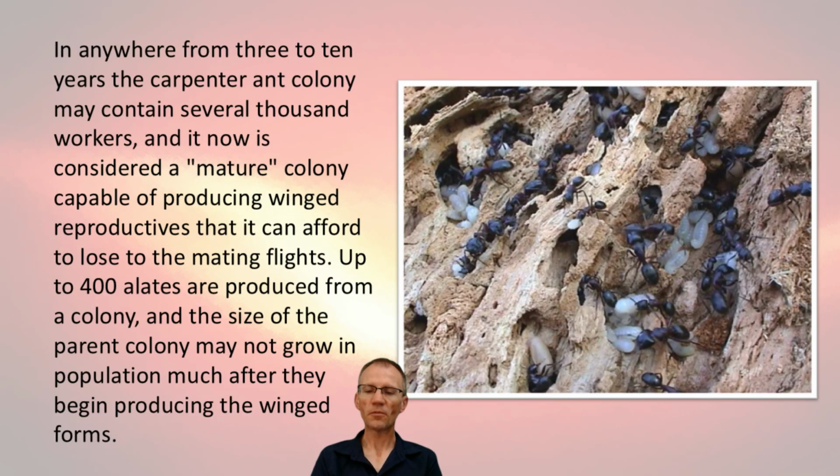In anywhere from 3 to 10 years, the carpenter ant colony may contain several thousand workers, and it now is considered a mature colony capable of producing winged reproductives that it can afford to lose to the mating flights. Up to 400 alates are produced from a colony, and the size of the parent colony may not grow in population much after they begin producing the winged forms.